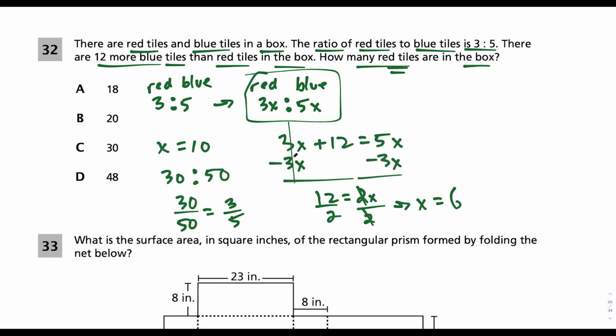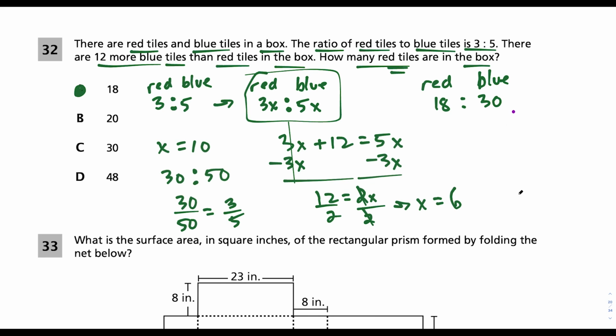But be careful. 6 is obviously not an answer choice, so we couldn't even fall in that trap if we wanted to. What you have to do then is plug 6 in for x, and that tells us the ratio of red to blue. So the ratio of red to blue is 3 times 6 is 18 to 5 times 6, which gives us 30. How many red tiles are in the box? There are 18 red tiles in this box.